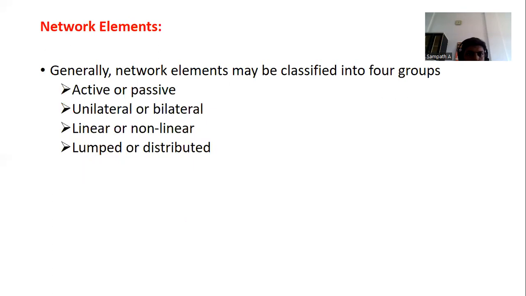Some of the network elements are active and passive elements, unilateral, bilateral, linear, non-linear, and lumped and distributed elements. These are all about voltage, current, power, energy, and the circuit, and what elements are used for networks and the types of network elements.